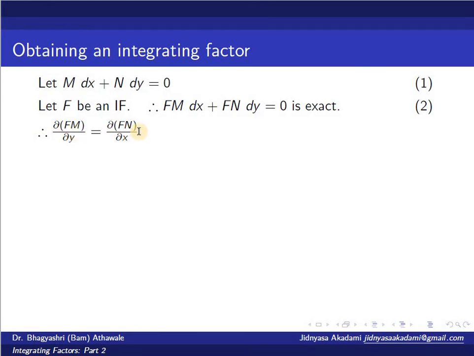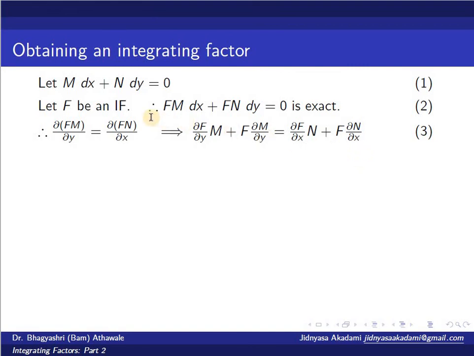Now f, M, N all are functions of x and y, and so we have to use the product rule here. That means ∂f/∂y into M plus f into ∂M/∂y is equal to ∂f/∂x into N plus f into ∂N/∂x. This should be satisfied. Now, f is an unknown function. We don't know ∂f/∂y and ∂f/∂x, but we know M, N, ∂M/∂y and ∂N/∂x.